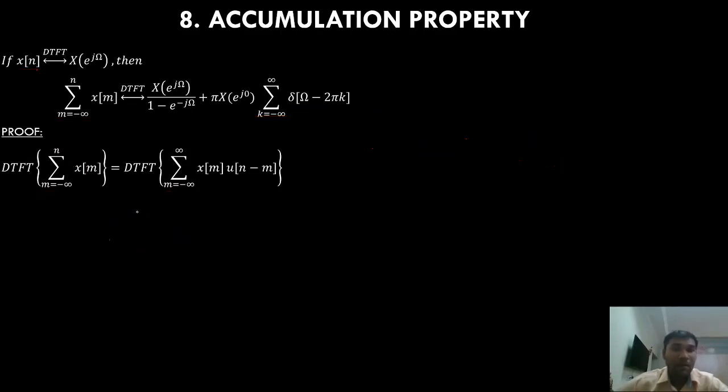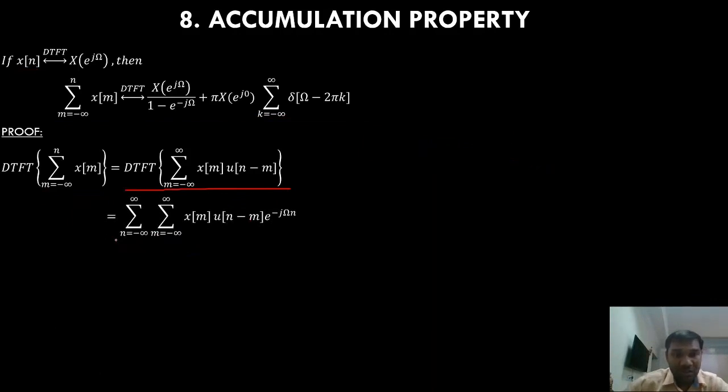Now I will find the DTFT for this term. That is equal to summation n is equal to minus infinity to infinity. This is my x of n here, right? So I'll write that term into e power minus j omega n.